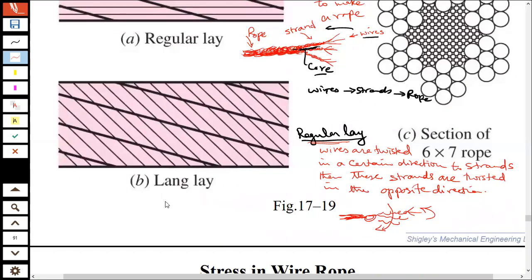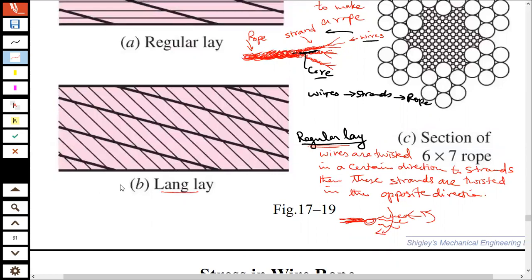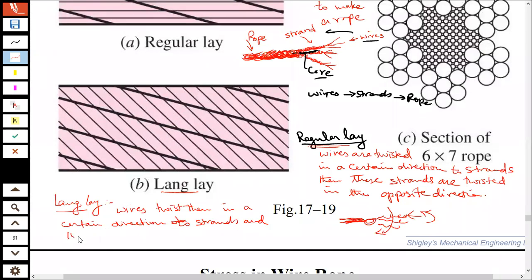The second one is called lang lay. What we do is we take wires, twist them in a certain direction, and make strands, and then twist the strands in the same direction. And these will make lang lay ropes.